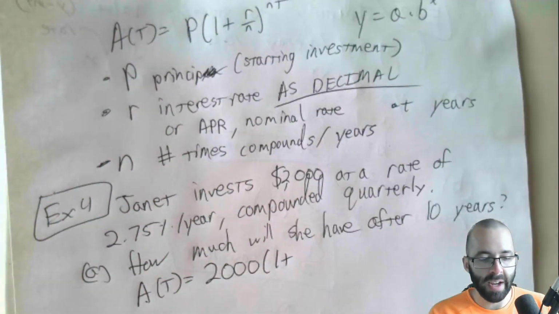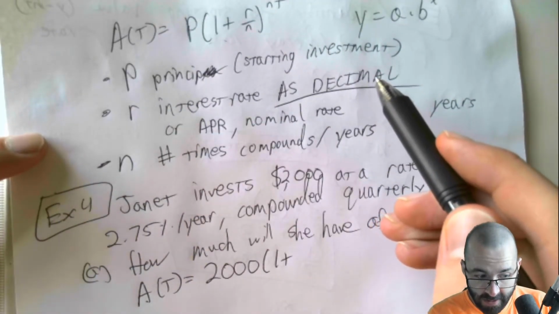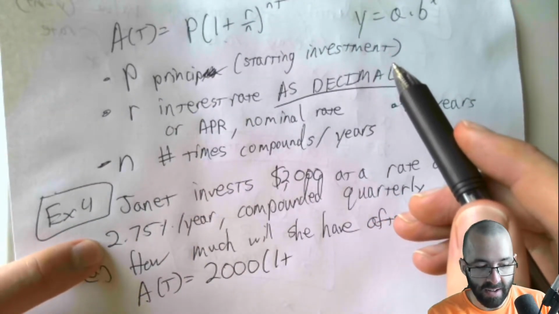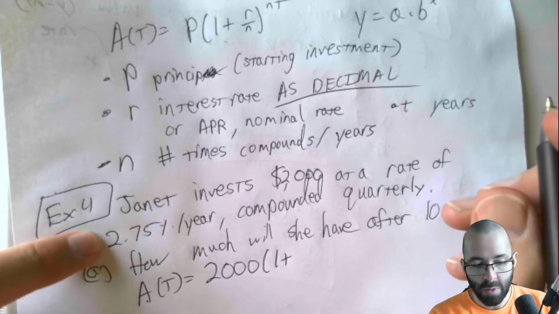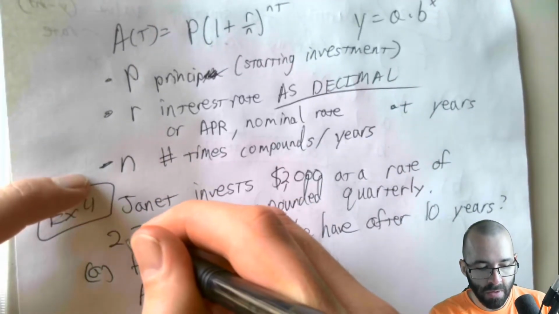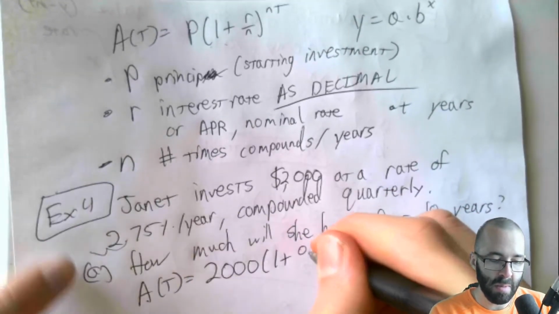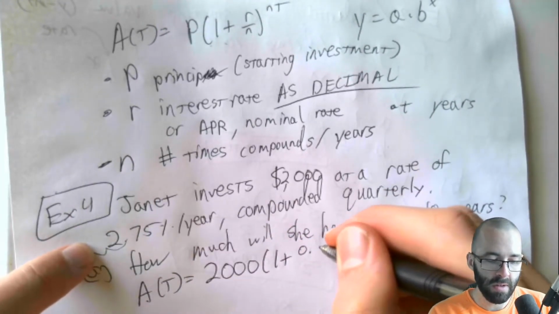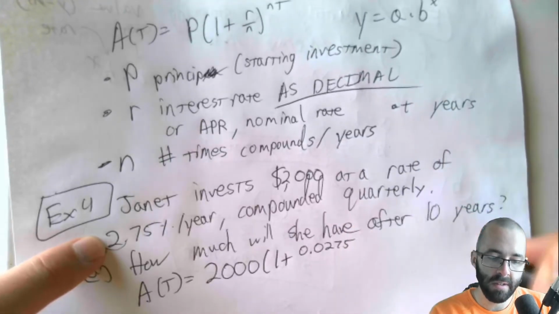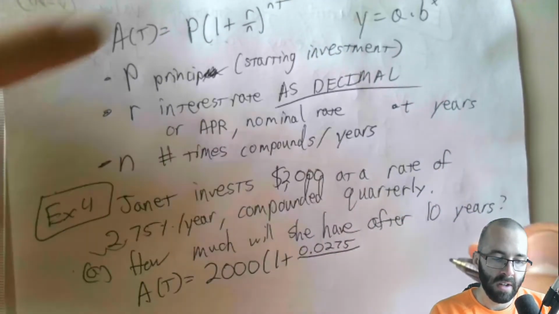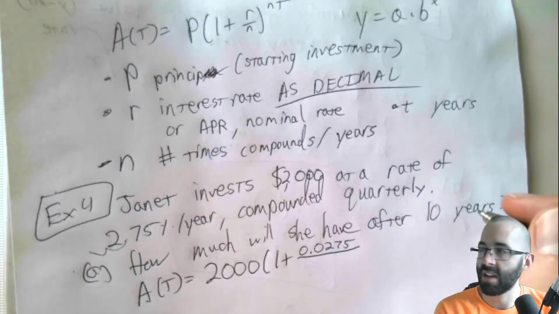r is that interest rate as a decimal. So this is not a decimal, this is a percent. 2.75%, you move the decimal twice, so it's going to be 0.0275, over n, which is how many times it compounds in a year.